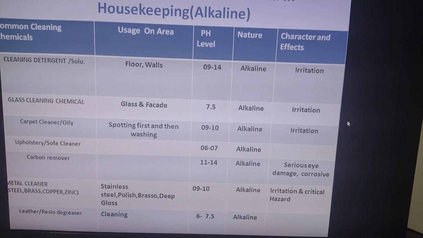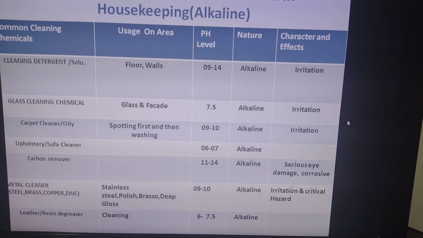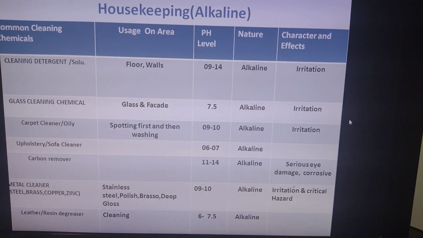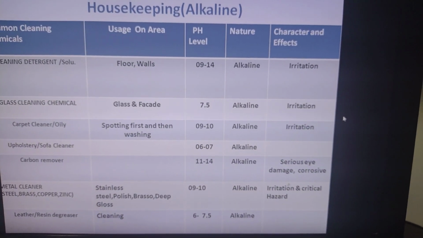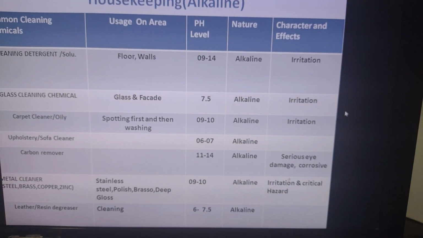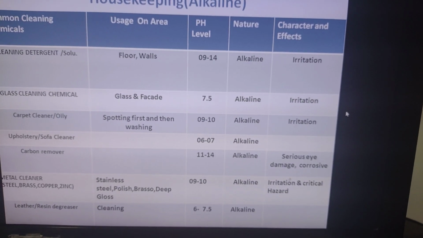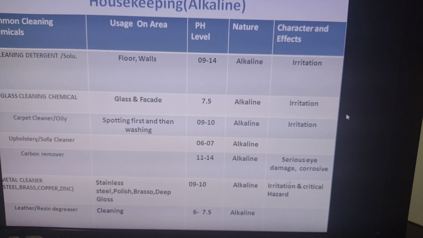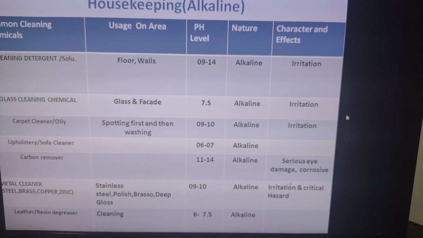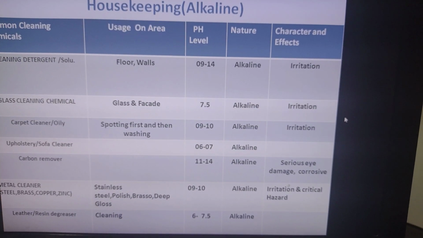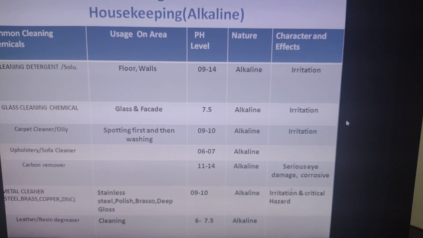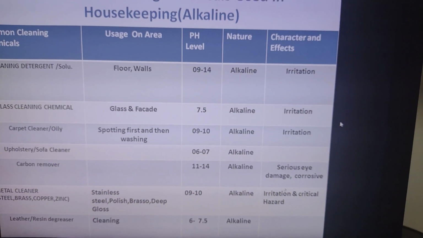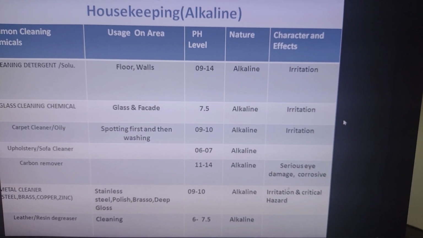Glass cleaning chemical is also alkaline in nature, and the pH level stands from 7 to 7.5. For carpet cleaning, the pH level stands at 9 to 10. For upholstery sofa cleaner, the pH level stands at 6 to 7. Carbon remover chemicals are basically used for kitchen utensil cleaning where carbon deposits. The pH level here stands at 11 to 14, and the nature is alkaline. Metal cleaner, pH level 9 to 10.